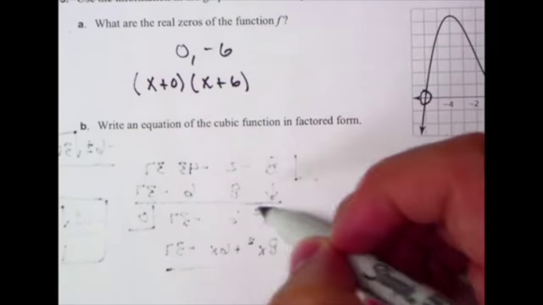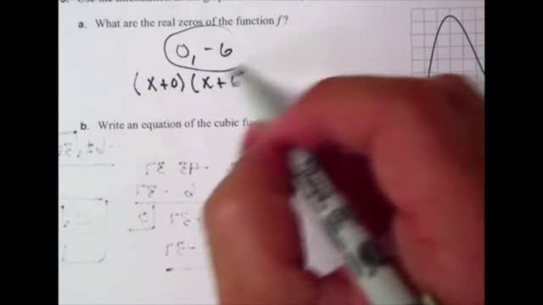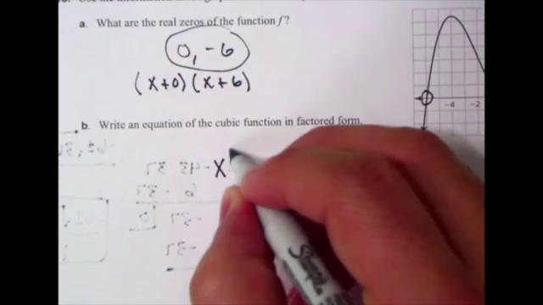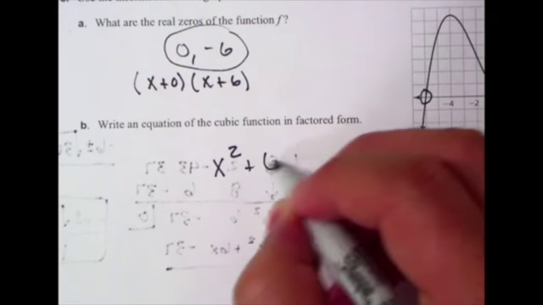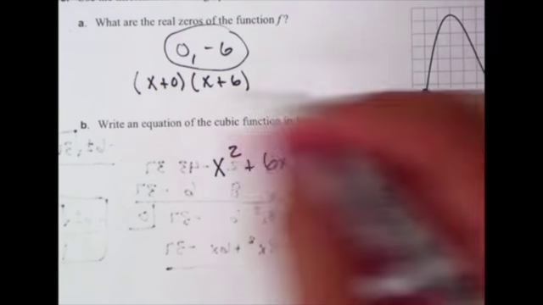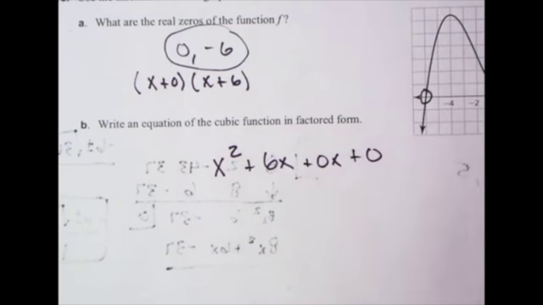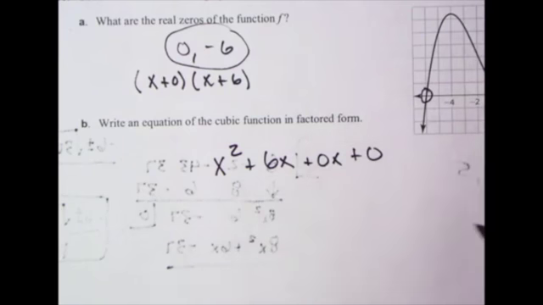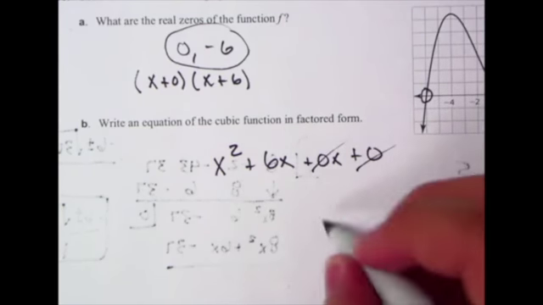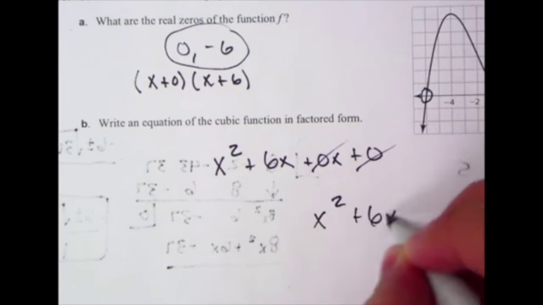So, and I'm going to do this down here in b, because these are our zeros. So x times x is x squared. x times 6 is 6x. 0 times x is 0x, 0 times 6 is 0. So I end up with this problem like this. These sort of just cancel out. So I get x squared plus 6x.